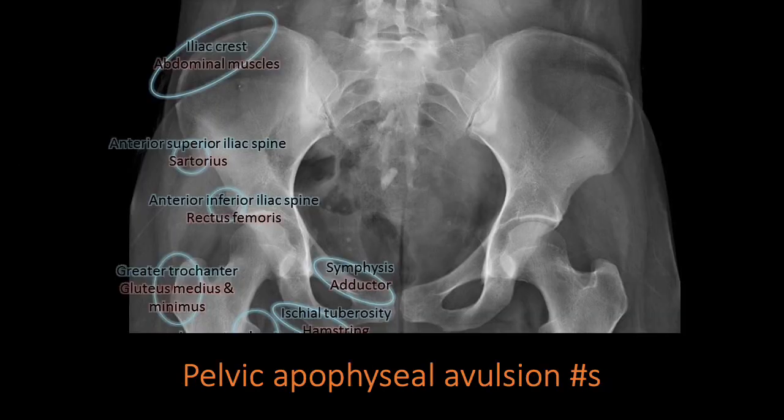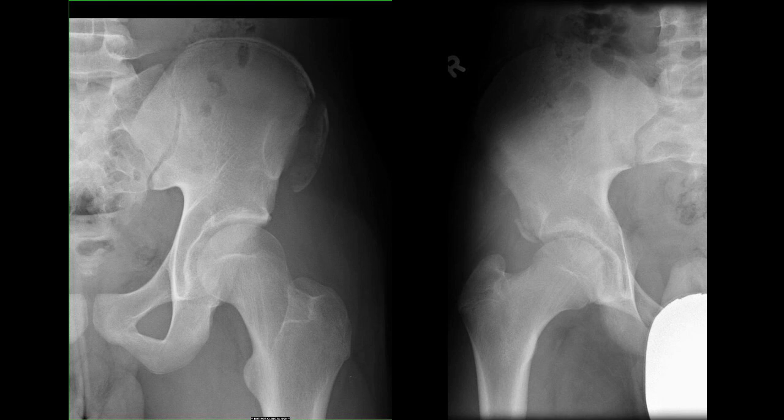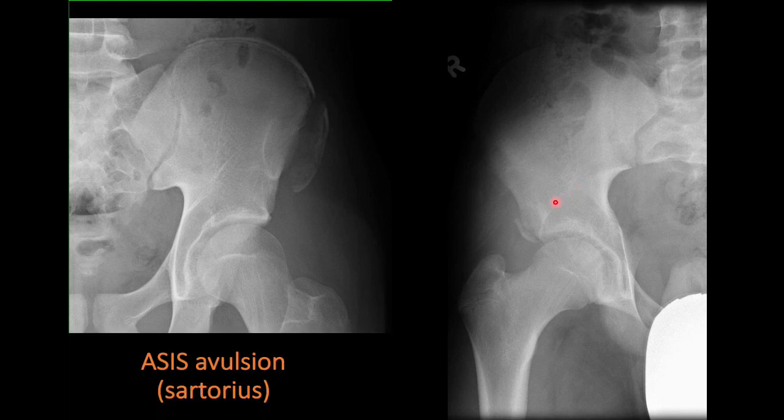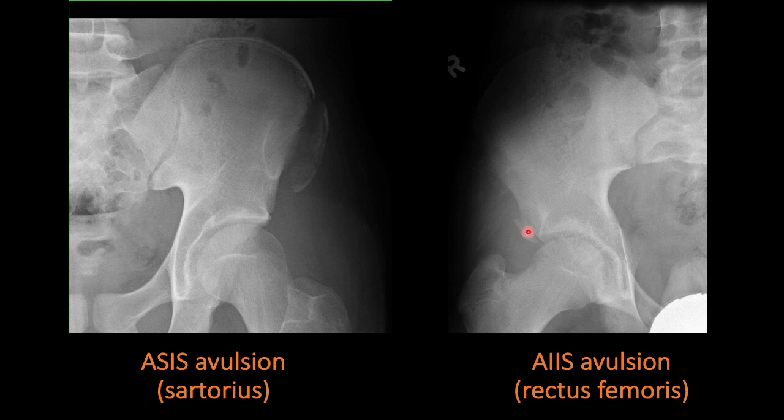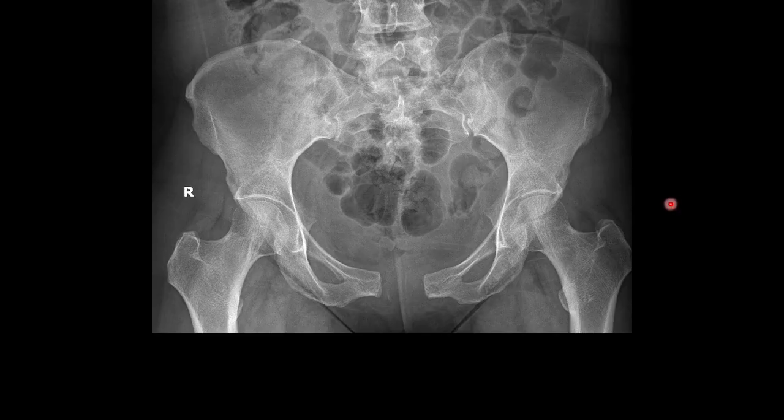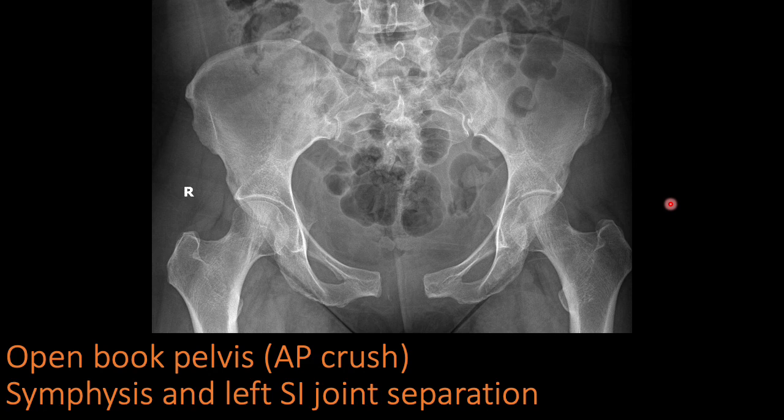This is an image showing common sites for pelvic apophyseal avulsion fractures. This is an ASIS avulsion fracture involving the sartorius muscle. And this is an AIIS avulsion fracture involving the rectus femoris muscle. Here's an open book pelvis fracture. You can see there is symphysis as well as left SI joint separation.